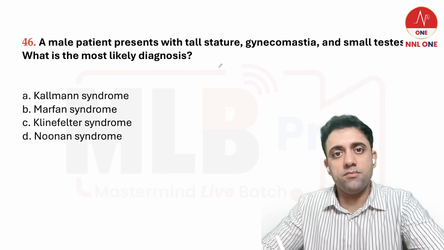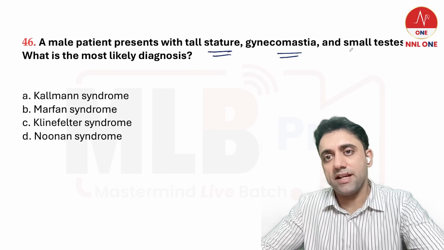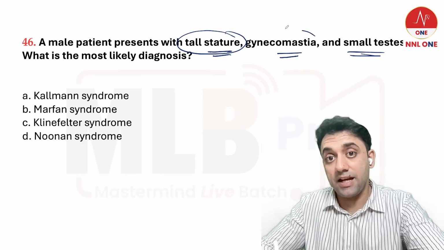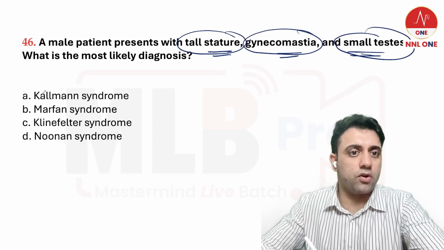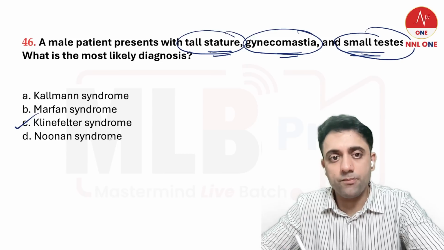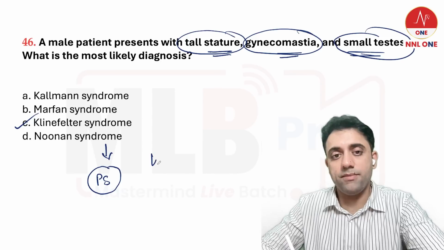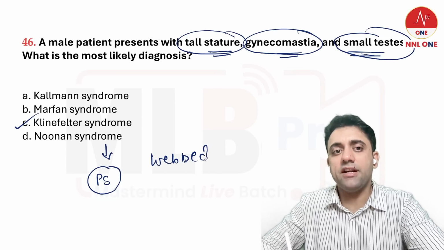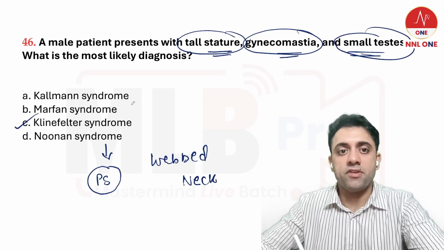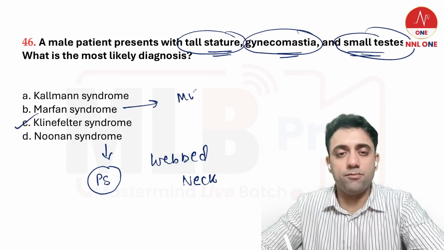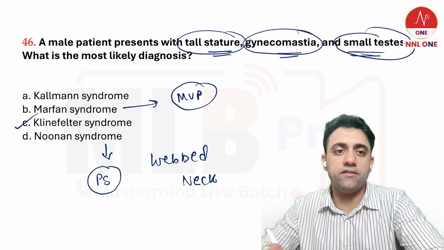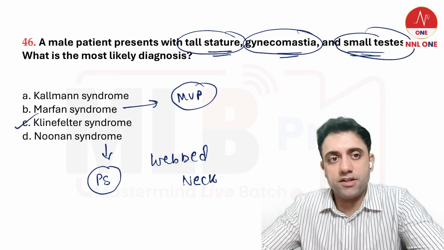A male patient presents with tall stature, gynecomastia and small testes. Tall stature, gynecomastia and small testes, we're clearly talking about Klinefelter syndrome. If this was a male patient with pulmonary stenosis and a webbed neck, then definitely I would have thought of Noonan syndrome. If this was a mitral valve prolapse case in a female patient, I would have thought of Marfan syndrome. But this patient is Klinefelter.